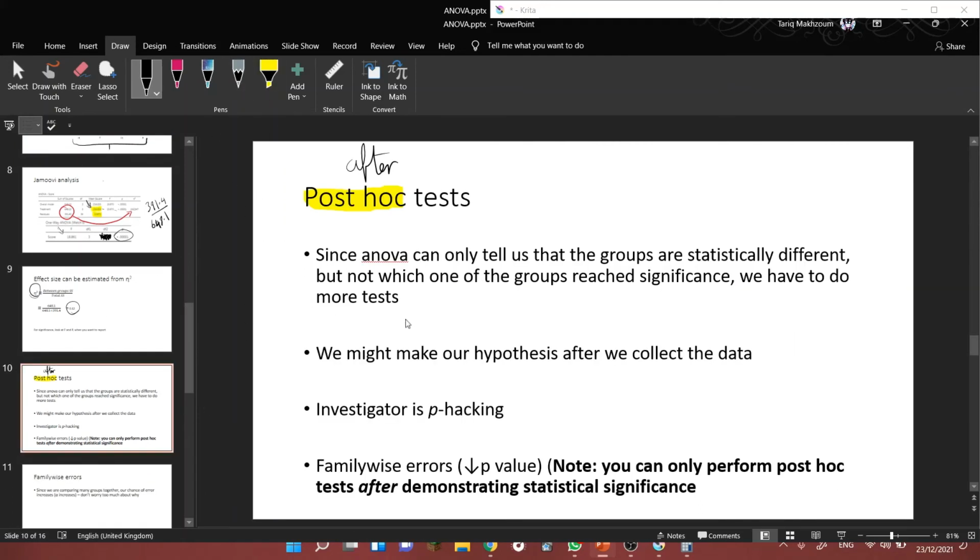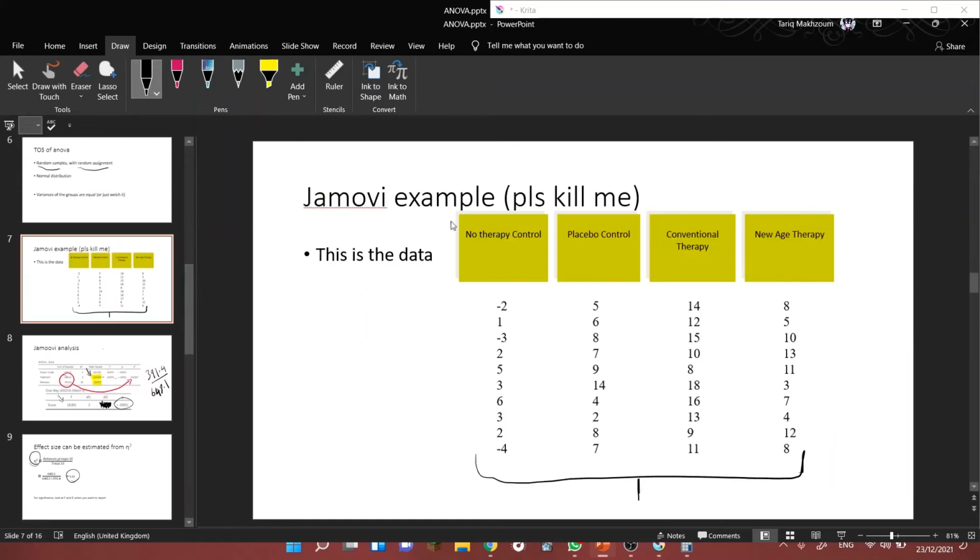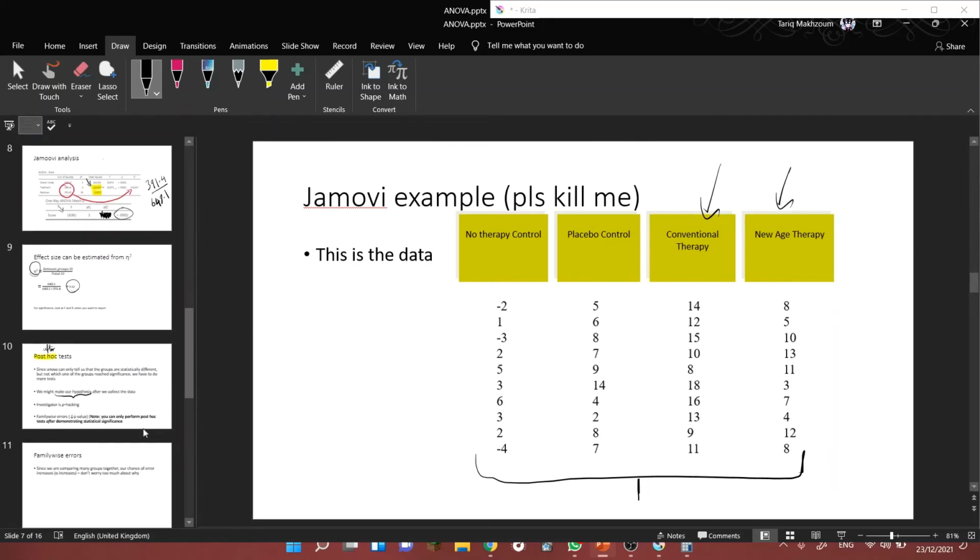Okay. Now another reason why we might do this is if you make your hypothesis after you've already collected the data. Okay? So let's say that you've already proven that there is a difference between the groups, and now your new hypothesis is that the new age therapy is better than the conventional therapy, right? Rather than collecting a new sample and running the test all over again, you can just perform a post hoc test on the groups.